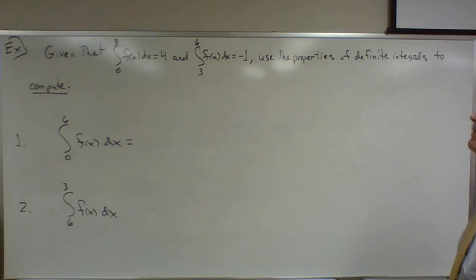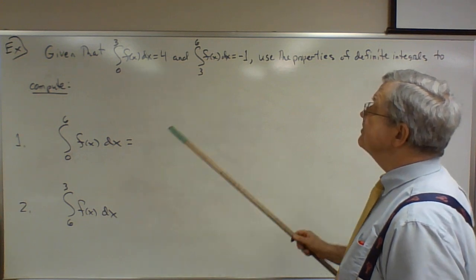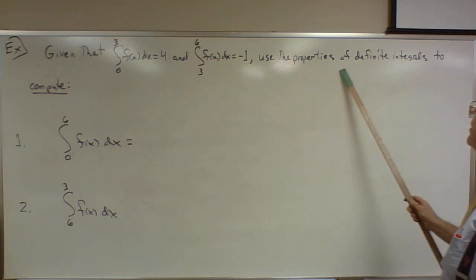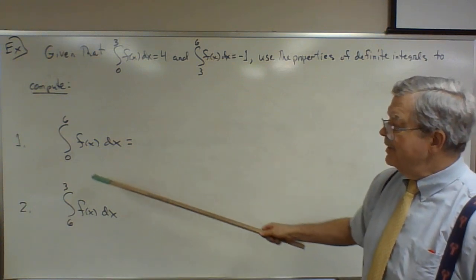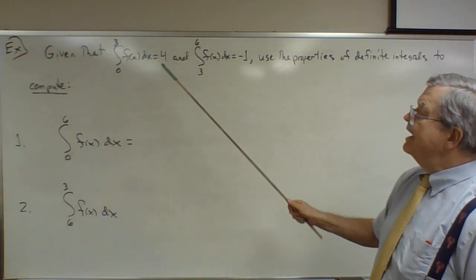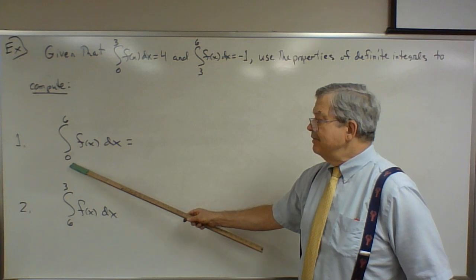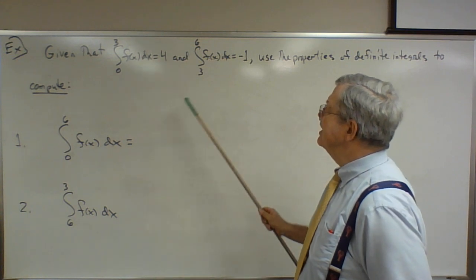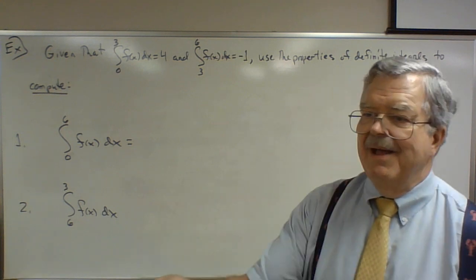Okay, these are pretty good. Given that the integral from 0 to 3 of f of x dx is 4, and the integral from 3 to 6 of f of x dx is -1, use the properties of definite integrals to compute the following. First one, integral from 0 to 6 of f of x dx. And we have to use these two integrals together. We want our integral to go from 0 to 6. We're given an integral that goes from 0 to 3, and another one that goes from 3 to 6. Are you thinking what I'm thinking? I hope so.